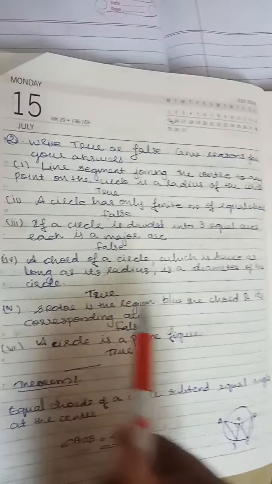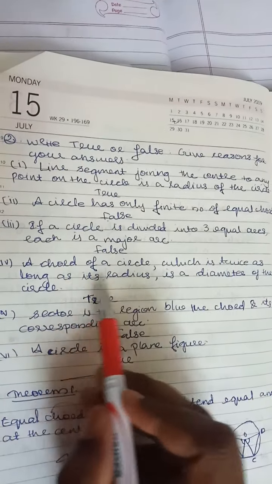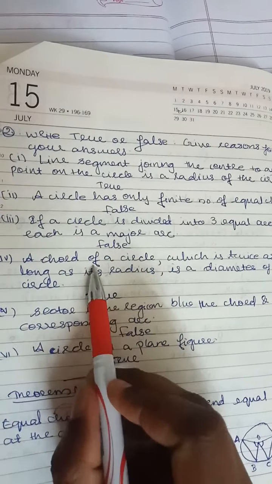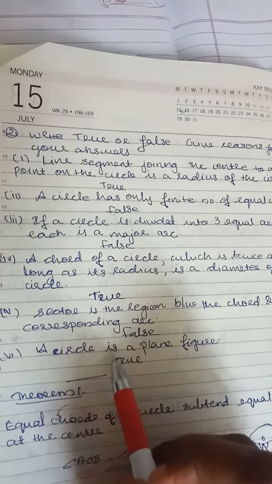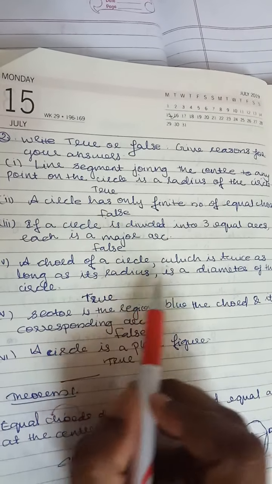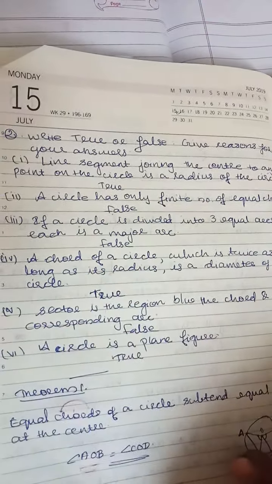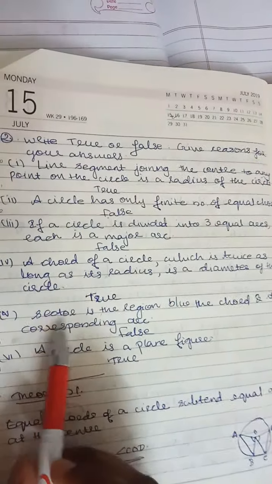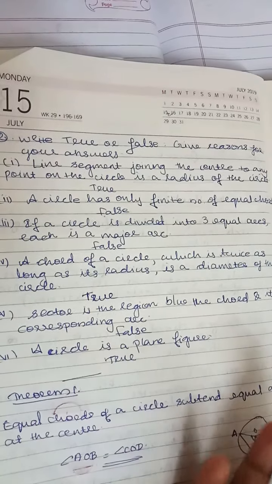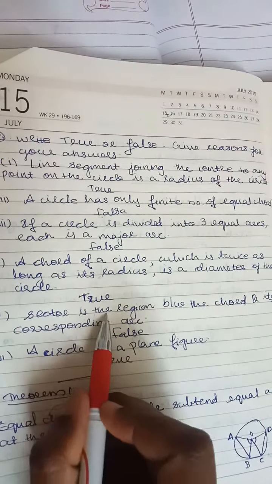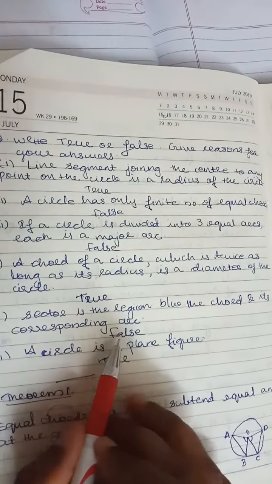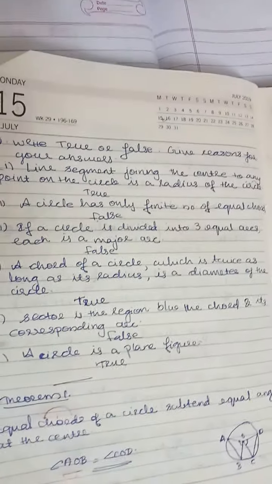A chord of a circle which is twice as long as its radius is a diameter of the circle. Draw the figure and try to find your own answer. It is true. Next, a sector is the region between the chord and its corresponding arc. We already did that: the region between the chord and its corresponding arc is not a sector, that is a segment. So the given statement is false.